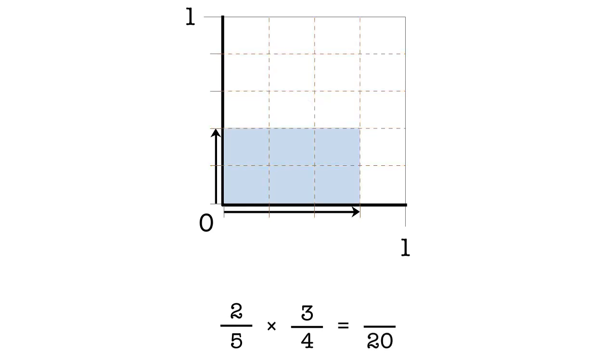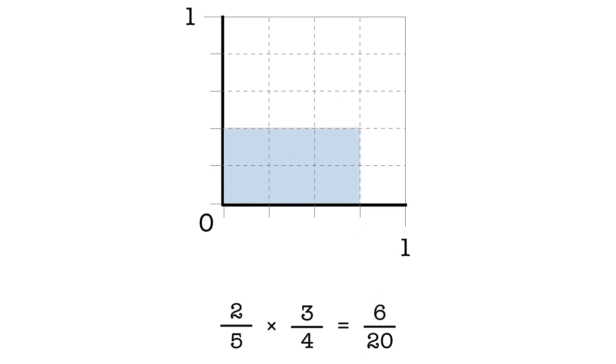Next, we need to know how many of these parts we have in the array we created by multiplying the fractions. 2 parts are counted on this side, and 3 parts are counted on this side. 2 times 3 is 6, so when we connect the lines, we see that the array has 6 of these parts in all. This means the numerator of the answer is 6.